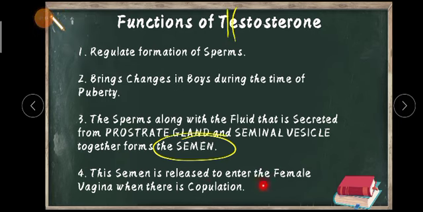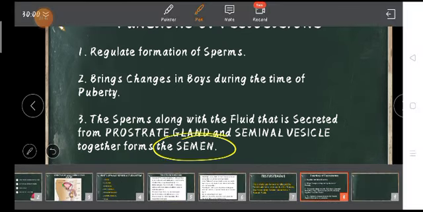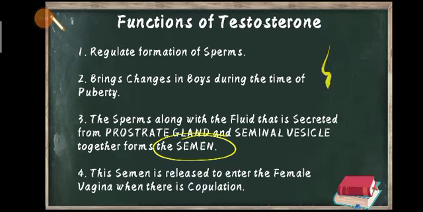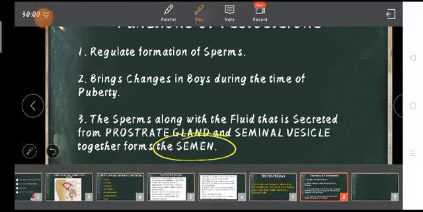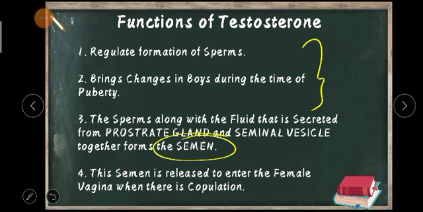This semen is then released and enters the female vagina during copulation. So these are the different functions of testosterone, students, which you need to know. The most important functions of testosterone are these two: they regulate the production of sperms, and they bring the different changes in boys during the time of puberty.